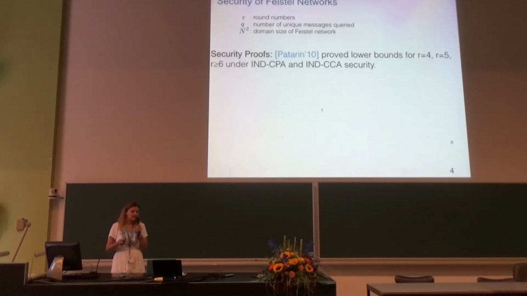But the recent results are given by Patarin in 2010. He proved some lower bounds for parameters r equal to 4, 5, and greater than or equal to 6 under CPA, CCA security, and even non-adaptive attacks for indistinguishability. So it's the strongest sense of security that we can hope for. And he showed indistinguishability under these parameters.